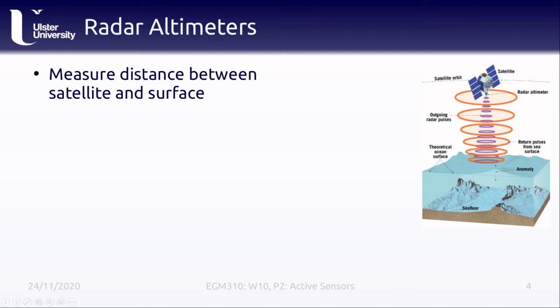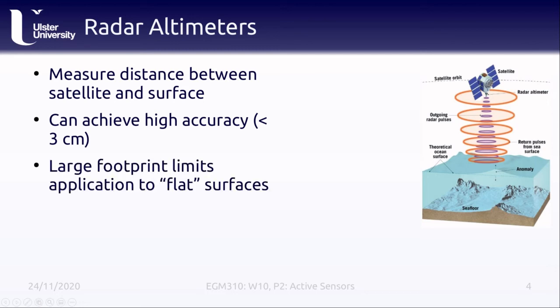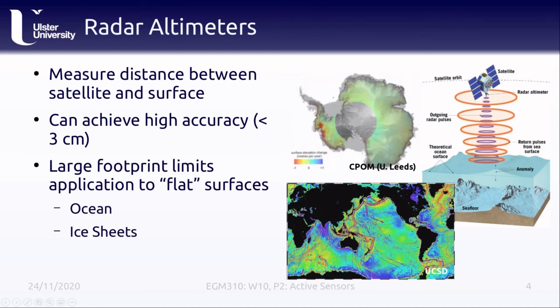Radar altimeters can achieve very high accuracy, down to as little as 3 centimeters difference, which is rather impressive given that we're making these measurements from about 700 kilometers away. The large footprint of the altimeter signal, however, means that we're limited to measuring the height of large, relatively flat surfaces, such as the ocean, or the interior of the ice sheets.